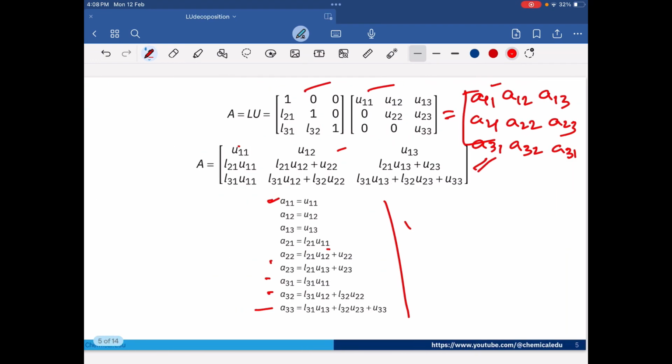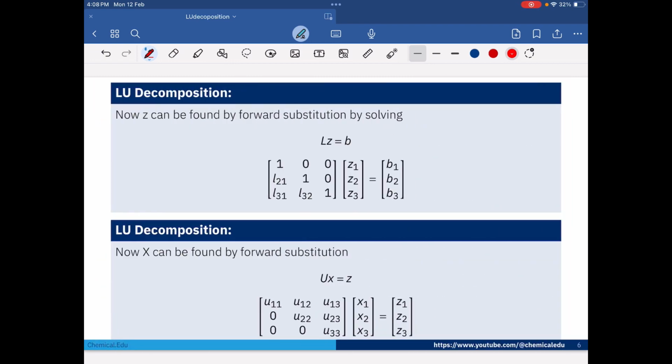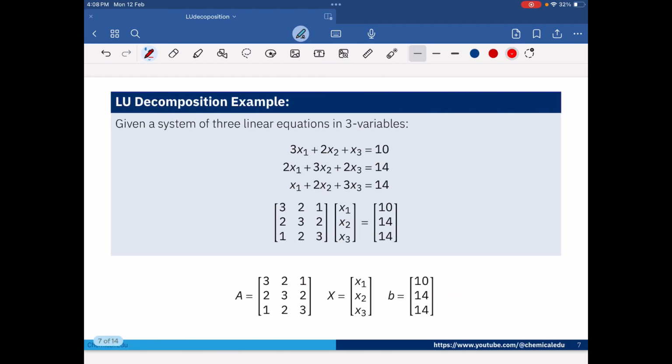Now after getting the upper triangular and lower triangular matrices, we have to do some forward substitution. So LZ is equal to B, where Z is a variable Z1 Z2 Z3. If we solve LZ is equal to B, from here we'll get Z1, Z2 and Z3. Now after getting Z1, Z2, Z3, we do backward substitution, not forward, backward. So we'll put UX is equal to Z, and from that we'll get the variables x1, x2, x3. Now here I'll show you how to apply LU decomposition to solve a linear system of equations. Here is a 3 by 3 linear system of equations.